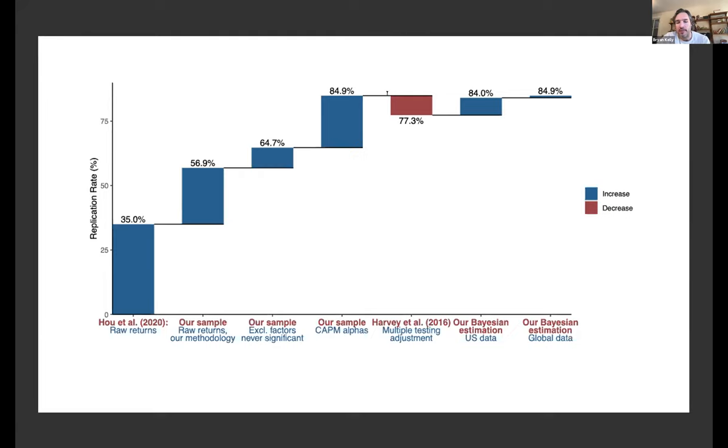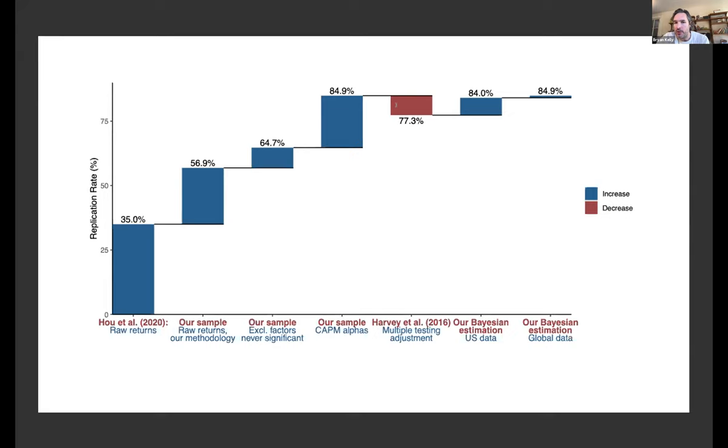So when we do that, we see that our replication rate naturally drops, okay? So we're going to calculate the 77.3% off of a standard frequentist multiple testing correction that's advocated by Harvey. It's actually used by Ho et al. as well. All right. When we use this multiple testing correction, it's a false discovery rate control method.